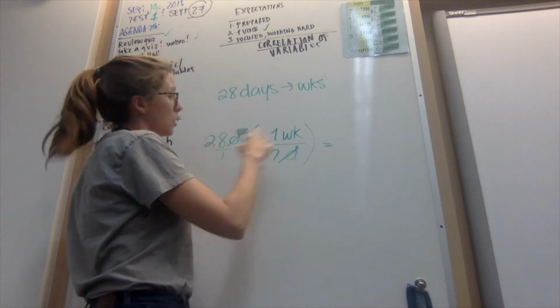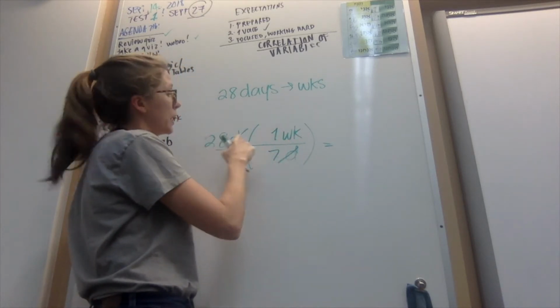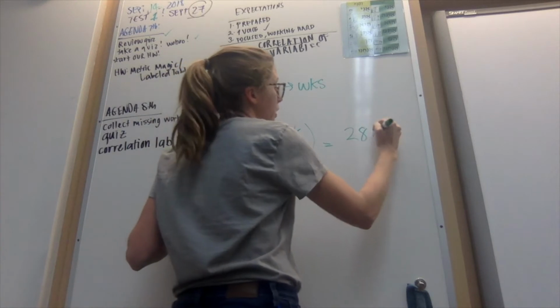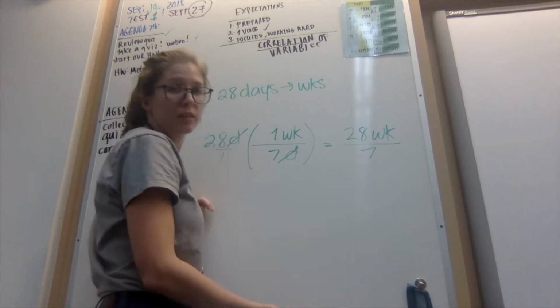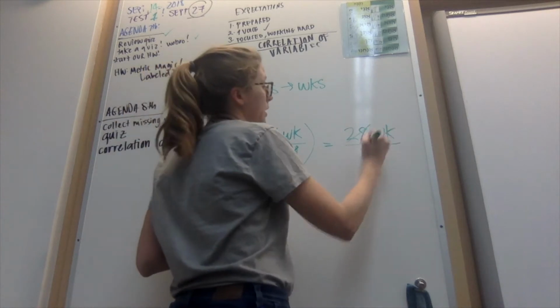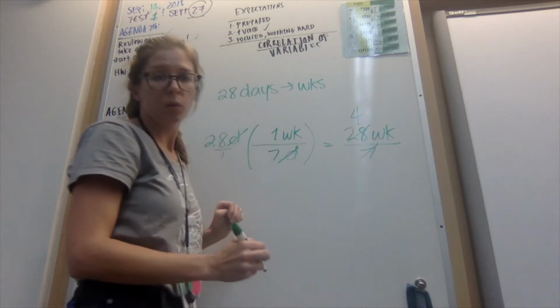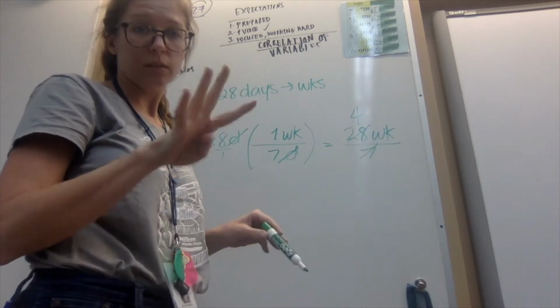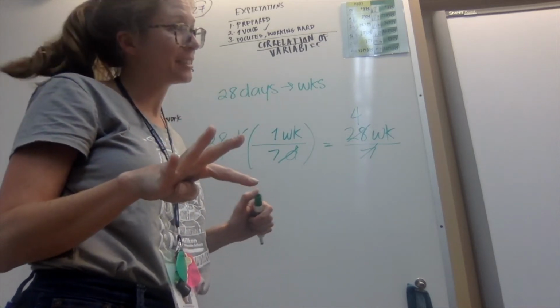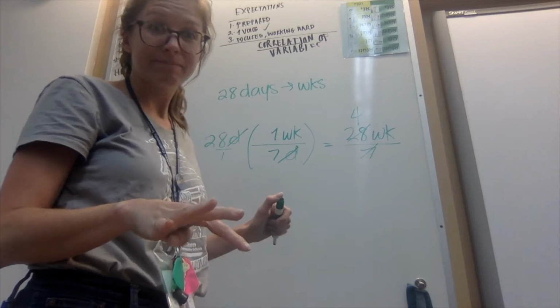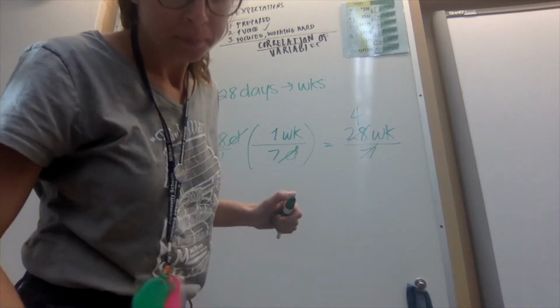Days cancels. Multiply across the top. 28 times 1 week is 28 weeks, over 1 times 7 is 7. 28 divided by 7 is 4 weeks. 4 weeks until Halloween? That's coming up. Okay.